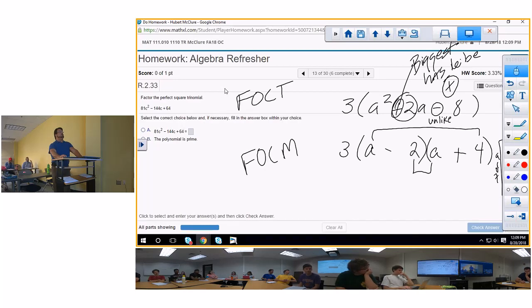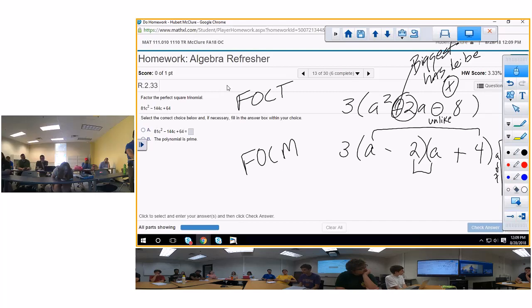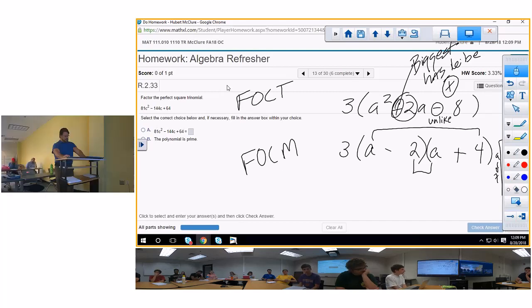Is that a shortcut or is that a reverse FOIL? A reverse shortcut. Well, 9 times 8 is what? 72. 72 times 2 is what? 144. So that is shortcut number what? Shortcut number 2. Next problem.